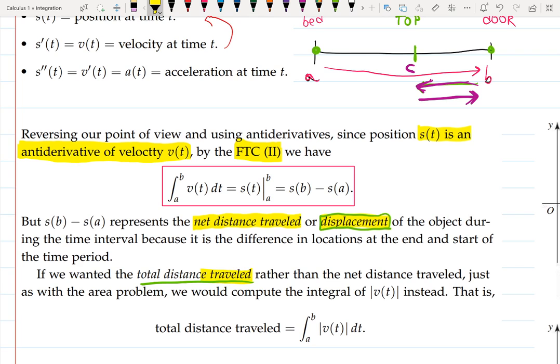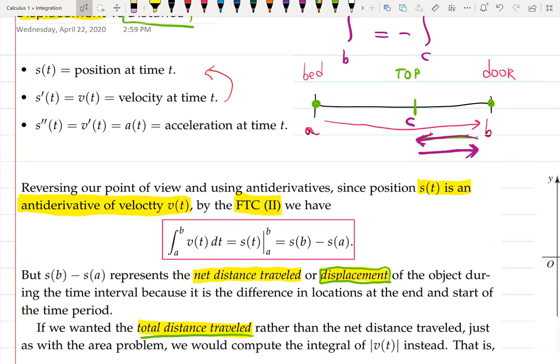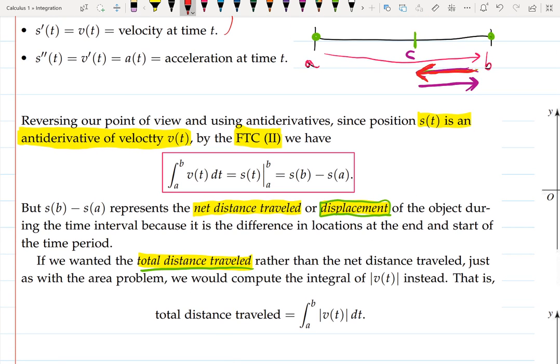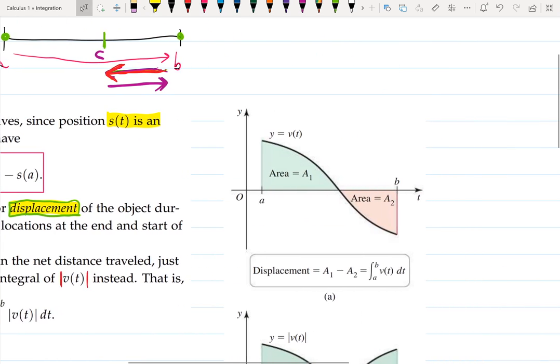Total distance traveled, on the other hand, rather than the net distance traveled, is an area problem now, because now we want to have only positive changes. So we don't want this change to be negative, this one from B to C. We don't want this change to be negative. So we want to compute absolute values instead to make sure that everything we're computing is positive. Why are they saying it's an area problem? I will show you over here.